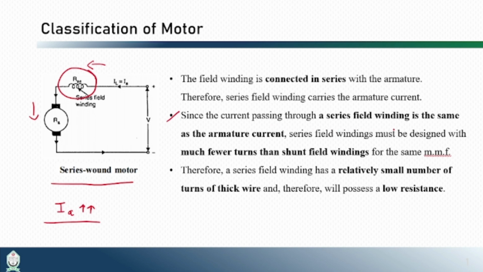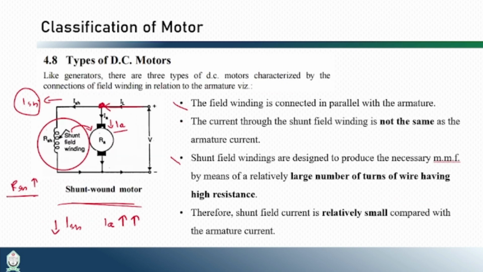Since the current passing through a series field winding is the same as the armature current, the series field winding must be designed with fewer turns so that it shows low resistance. So that is the basic difference between the shunt wound motor and series wound motor. And why we have talked about armature current, we will find out later in the later part of our lecture.